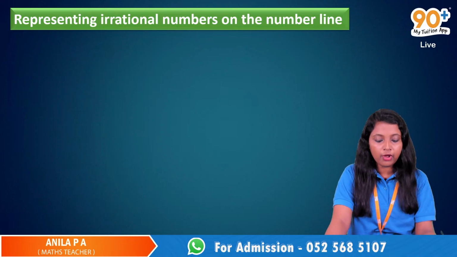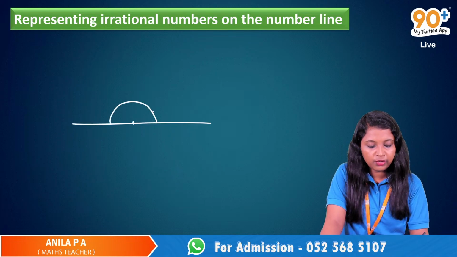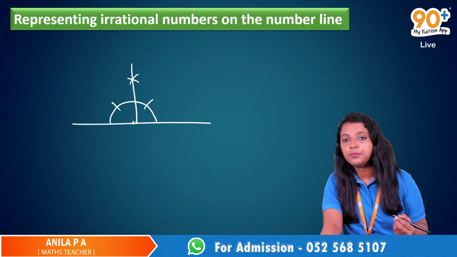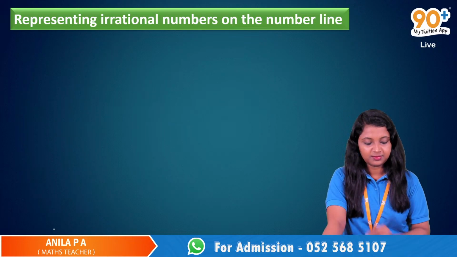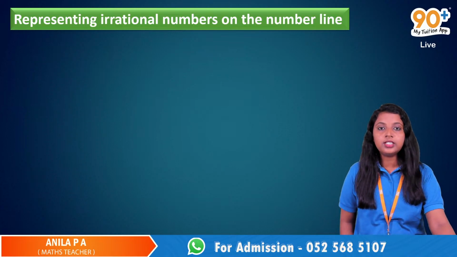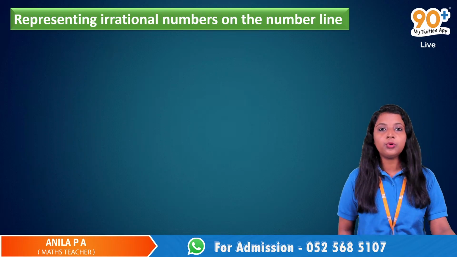Representing irrational numbers on a number line. Instead of drawing a perpendicular line like this, taking a point, then cutting arcs like this, where we drew a perpendicular using Heron's formula in class, you can just take a protractor, mark this 90 degrees, and draw this root 2 and root 3.